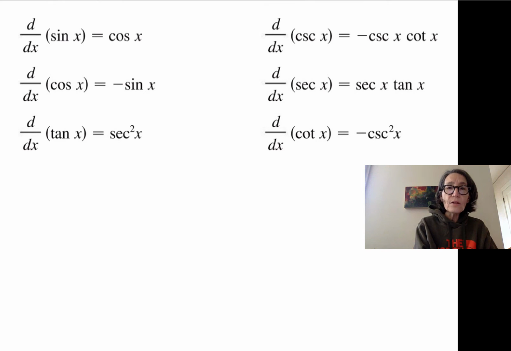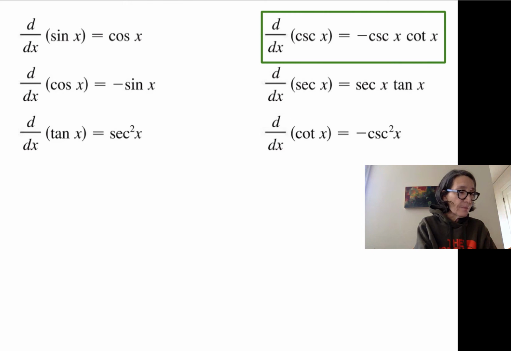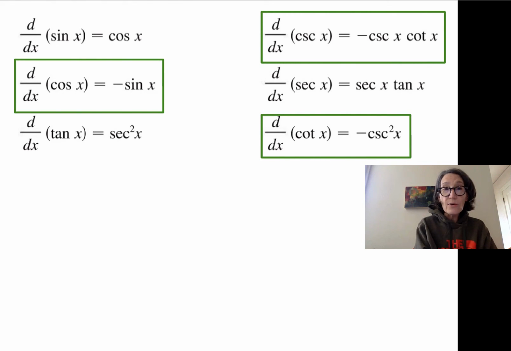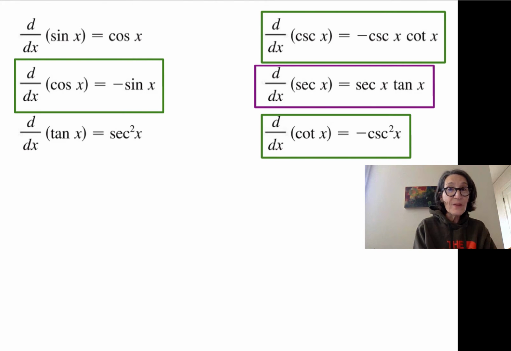So for example, the derivatives of all of the co-functions, so the cosecant of x, cotangent of x, and the cosine of x, notice those all have minus signs in front of them. And also notice the patterns. The derivative of the cosecant of x looks very similar to the derivative of secant of x. Notice the pattern. The derivative of secant of x is secant x tan x, but the derivative of cosecant of x is negative cosecant x cotan x. All right, so we're going to have to remember all of these so we can do more interesting problems.